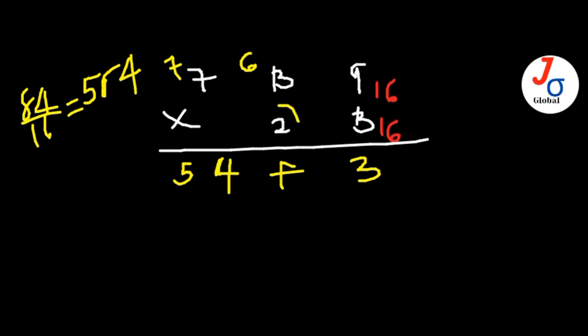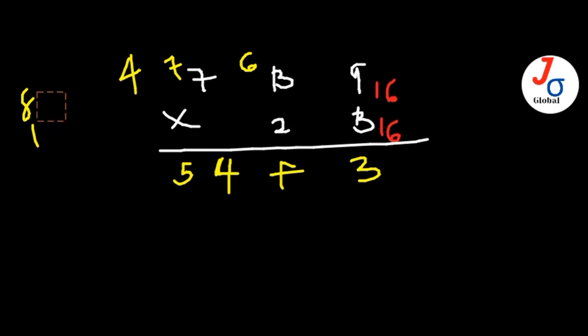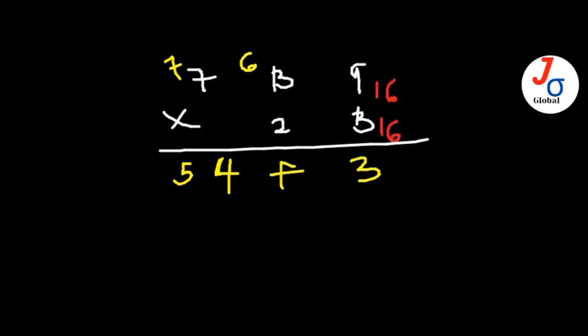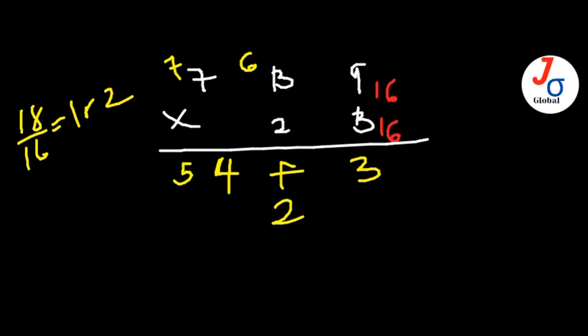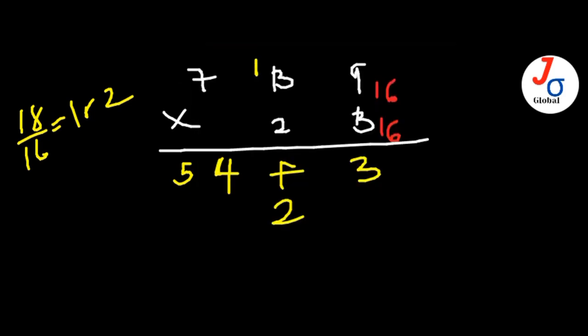Okay, so we now move to 2 times 9. And that's 18. 18 divided by 16. 18 is greater than 16. So I'm going to have 1 remainder 2. So I'm going to write the remainder here, then carry the 1 here.